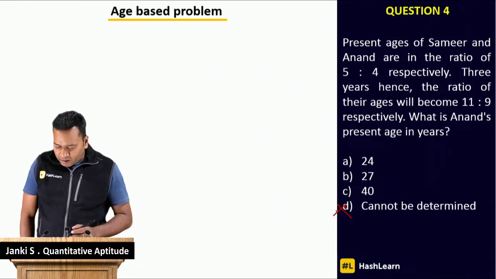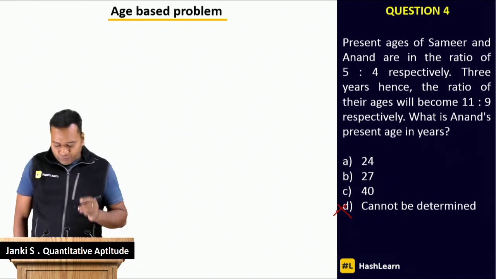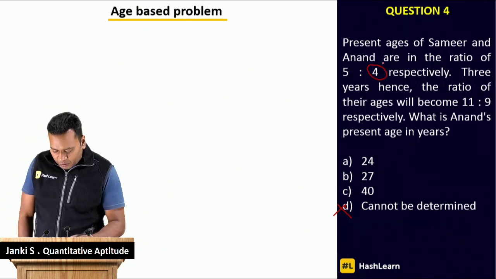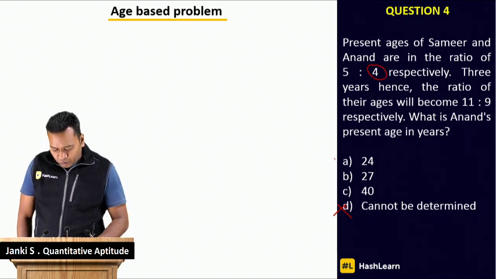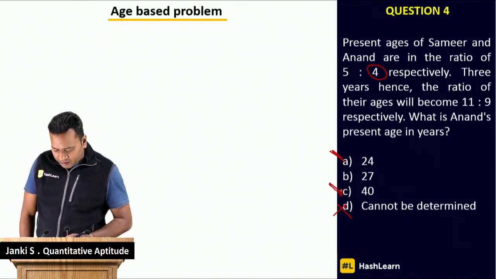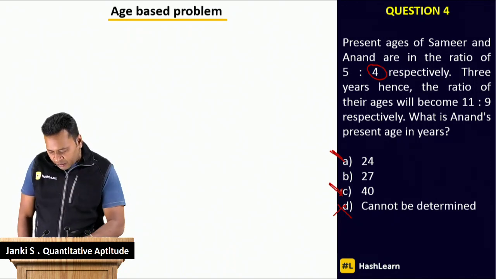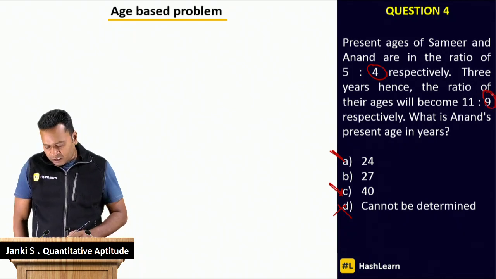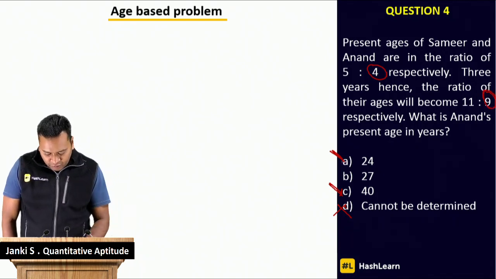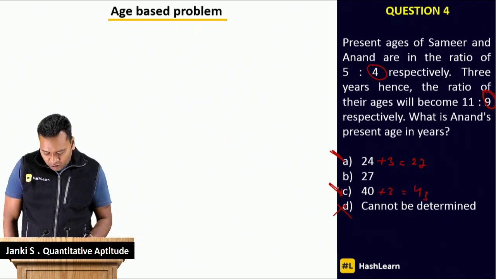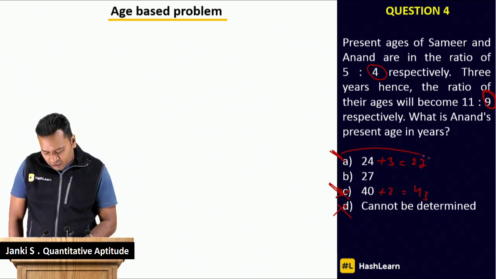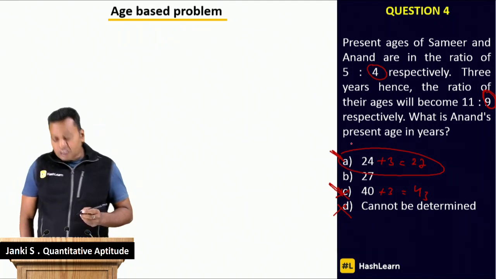Second, let's try to identify through the options first. Anand's age is a multiple of 4 presently. 3 years hence the ages are in the ratio of 11:9, which means Anand's age after 3 years is a multiple of 9. So 24 plus 3 is 27, which is a multiple of 9. 40 plus 3 is 43, which cannot be a multiple of 9. That means my answer is definitely A here. That is a basic thing which you can identify.